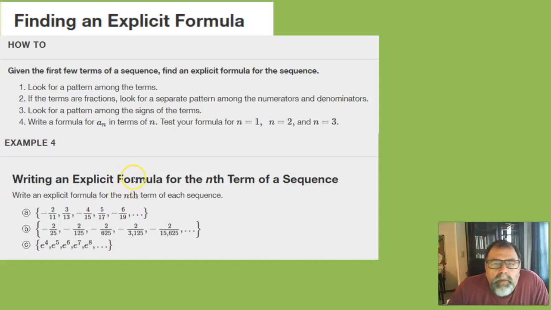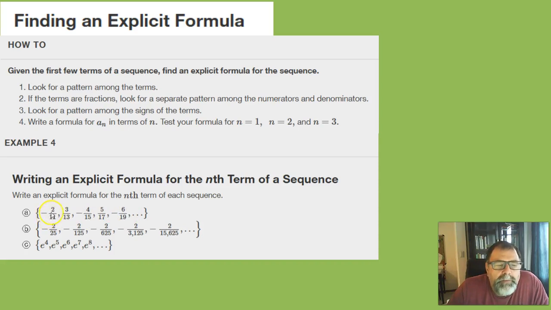Okay, now let's work the other way. If we have the sequence, let's find the explicit formula if we can recognize the pattern. First, you're going to look for the pattern. If the terms are fractions, look to separate the pattern among numerators and denominators. That's a common trick. Sometimes you can see a pattern in the numerator and a different pattern in the denominator, and you can think of those as separate. Look for a pattern among signs, see if it alternates. Write a formula a sub n in terms of n. Test your formula for n is 1, 2, and 3.